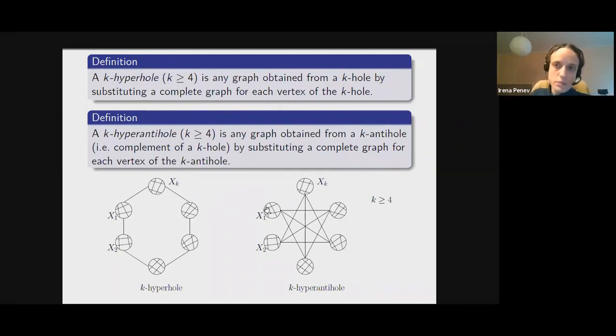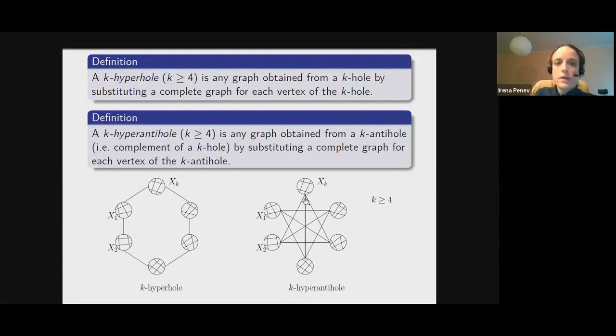Okay. So next, I will need the concept of K hyperholes and K hyperantiholes. So what are those? That's actually pretty easy. What you do for these K hyperholes is you take a hole. So remember, a hole of length K just means an induced cycle of length K. K has to be at least 4. And then you just blow up each vertex to a non-empty clique. And by blow up, I mean replace the vertex by a clique. And then if you had an edge between two vertices in your hole, just add all possible edges between the corresponding cliques. And if you didn't have an edge in the original hole, then don't put any edges.